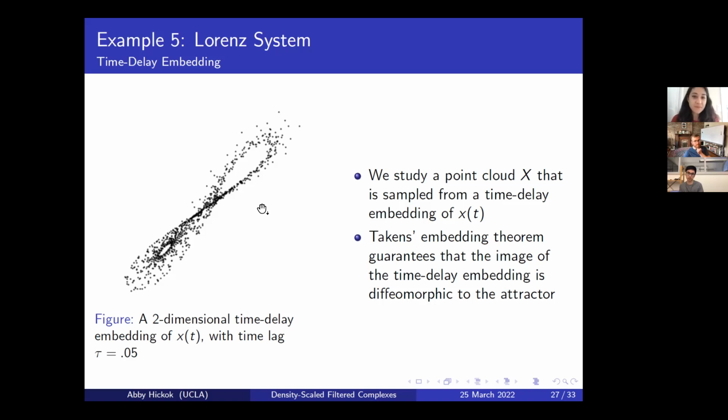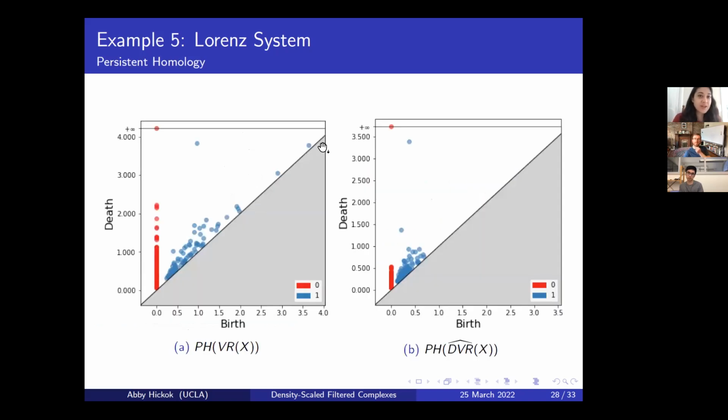Okay, so now I'll show you the result. On the left here, we have the Rips complex. The Rips complex really only sees one of those holes in the time delay embedding. We have this one very persistent 1D homology class, whereas the density scaled version really can see there are these two 1D homology classes that really stand out in the persistence diagram. And those correspond to the two equilibrium points in the dynamical system that the Rips complex really doesn't see in the time delay embedding.